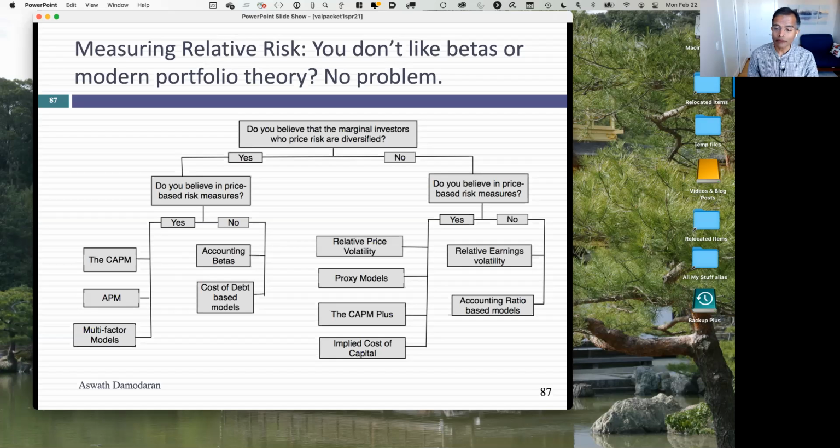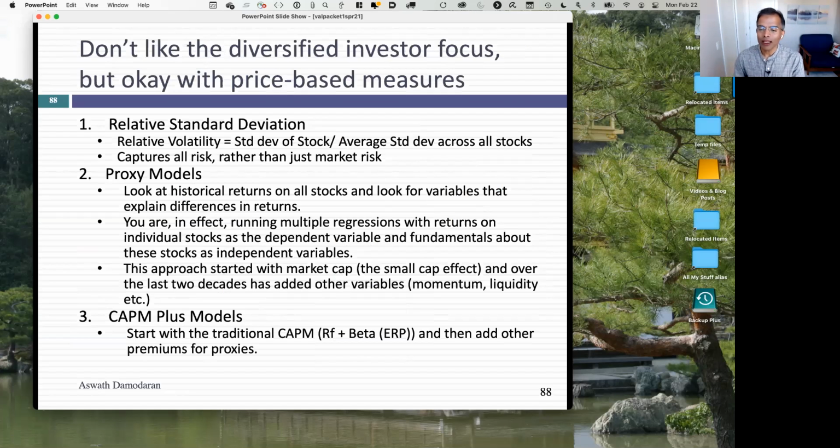And I said, fair enough. I said, you don't like betas, I'll give you alternatives. If your problem with betas is you don't like the diversified investor focus, here are your 3 choices. You can go with total standard deviation. Remember beta, I'm looking at only the portion of the variance that is explained by the market. Go with the total risk because you're saying, look, I care about all risk.